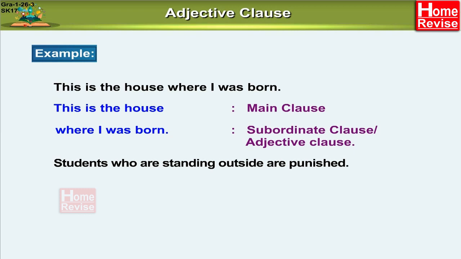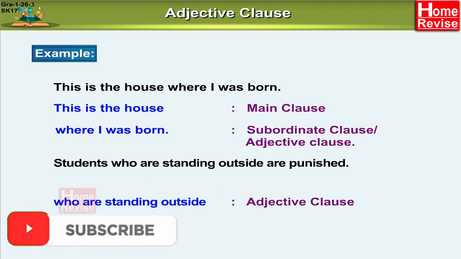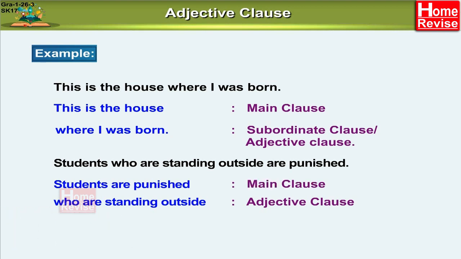Students who are standing outside are punished. Well, will you be able to identify the subordinate clause here? Identify the subordinating conjunction. You remember? Yes, who. And identify the finite verb there, are standing. So who are standing outside is the subordinate clause, which is describing the students. Students is the noun. Hence, it is an adjective clause. So who are standing outside is the adjective clause. Students are punished is the main clause.